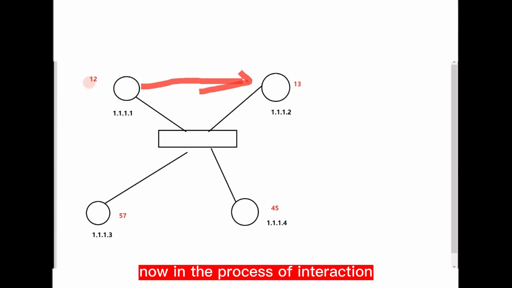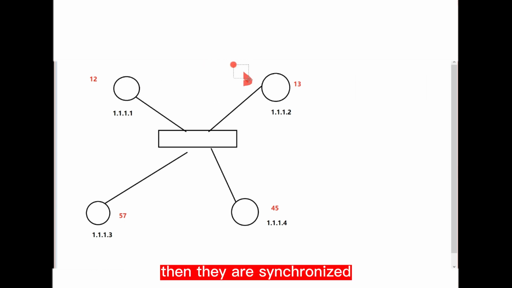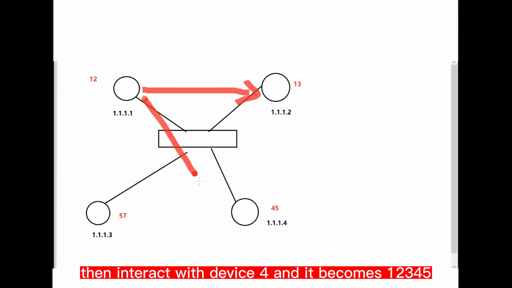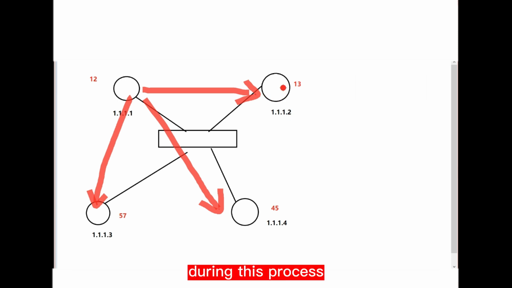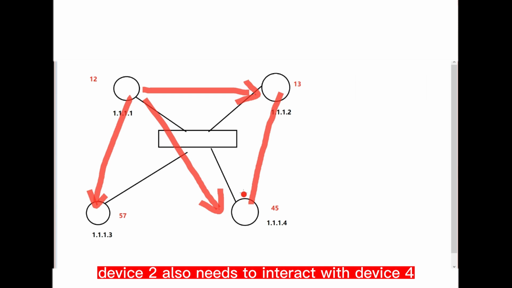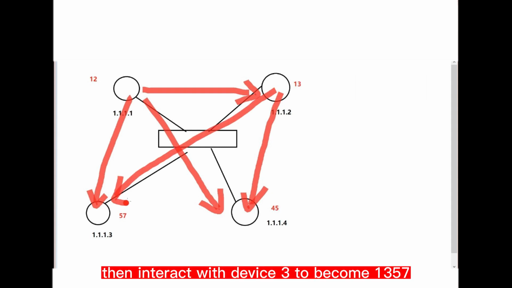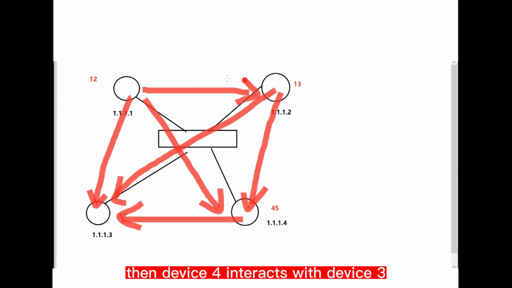Now in the process of interaction, device 1 first interacts with device 2. Then they are synchronized. This becomes 1-2-3. Then it interacts with device 4 and it becomes 1-2-3-4-5. Then it interacts with device 3 and it becomes 1-2-3-4-5-7. During this process, device 2 also needs to interact with device 4. It first becomes 1-3-4-5. Then it interacts with device 3 to become 1-3-5-7. Then device 4 interacts with device 3.